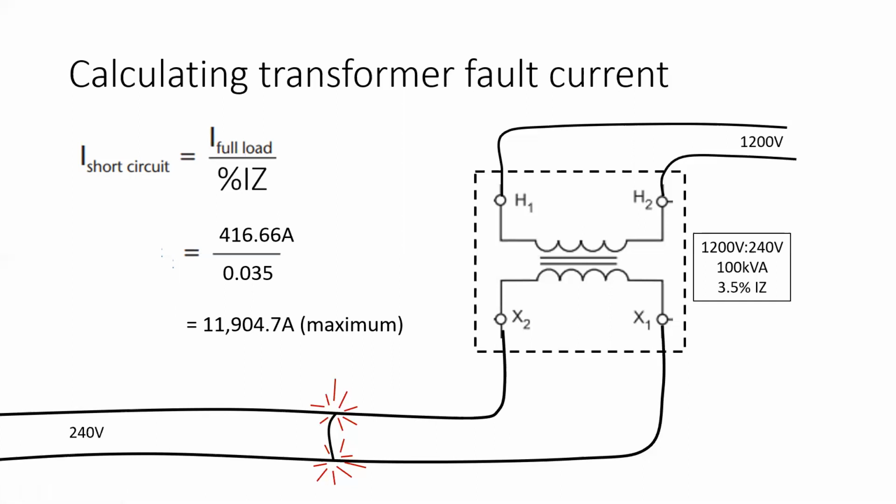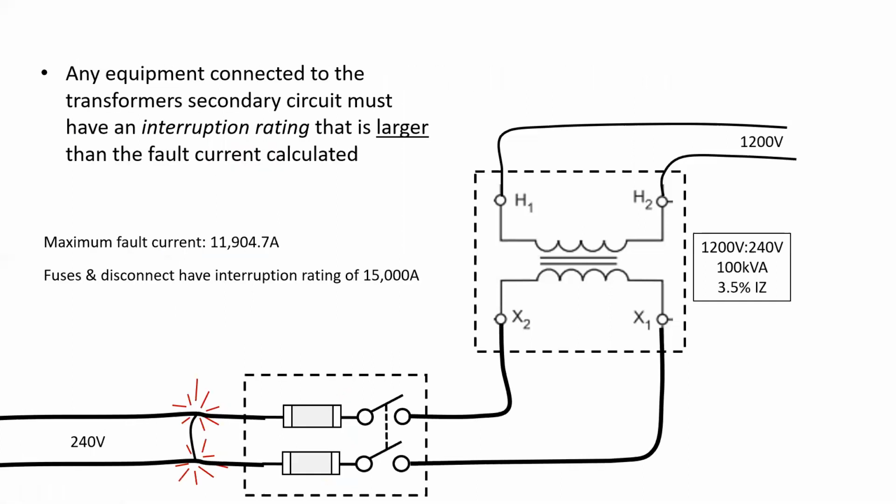This is important because any switchgear or equipment that we place into the secondary circuit needs to have an interruption rating. And the interruption rating needs to be able to handle that current without failing. So any equipment connected to the transformer secondary must have an interruption rating that is larger than the fault current calculated. So we calculated almost 12,000 amps. That means that based on the ratings available from manufacturers, I'm probably going to be using fuses and a disconnect that have an interruption rating of 15,000 amps. They come in standard values. They're certainly not categories you need to memorize. That's simply what we would probably have available to us.